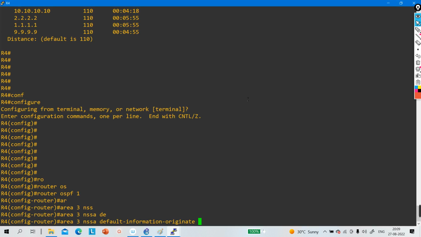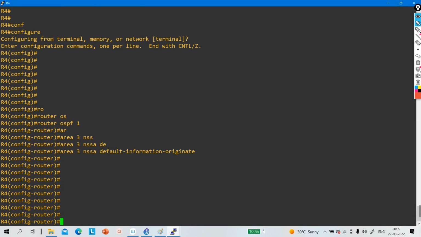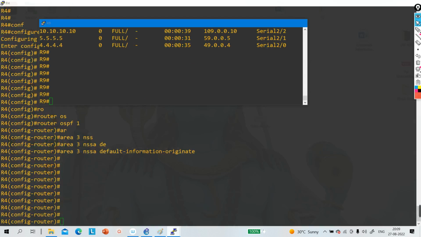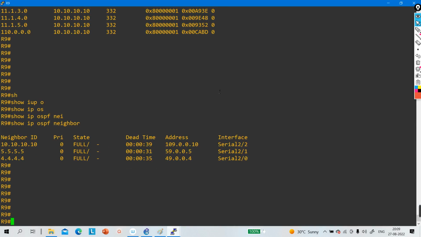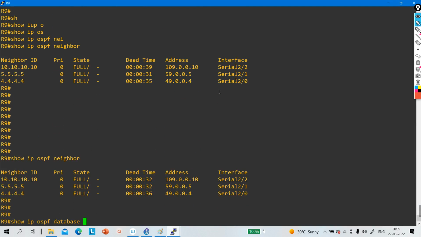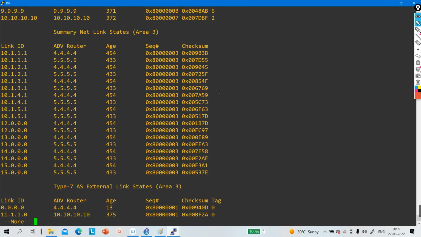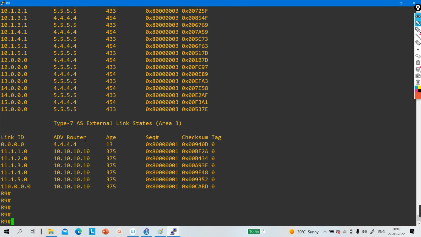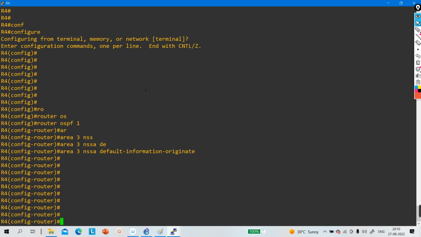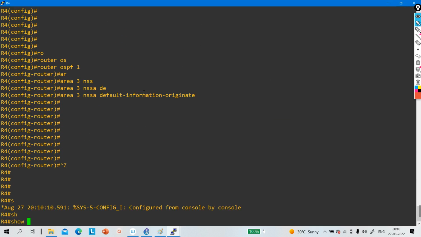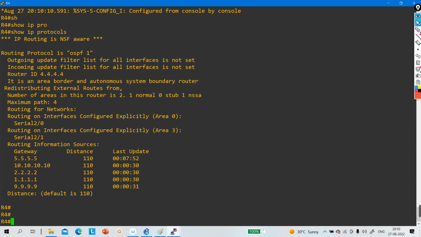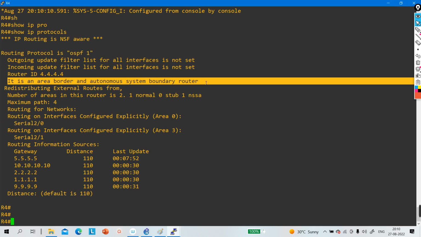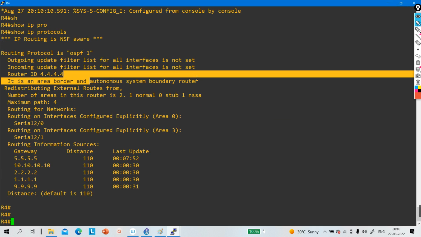Okay, so first of all let me run this command here, right? Now this router will generate LSA 7, I think. Let me check. So IP OSPF database, where is LSA 7? Now here you can see router 4 is generating a default route in the form of LSA 7, right? So on router 4 you can check the IP protocol. This is ABR as well as ASBR. After running the default-information originate command, this router will become ASBR, right?